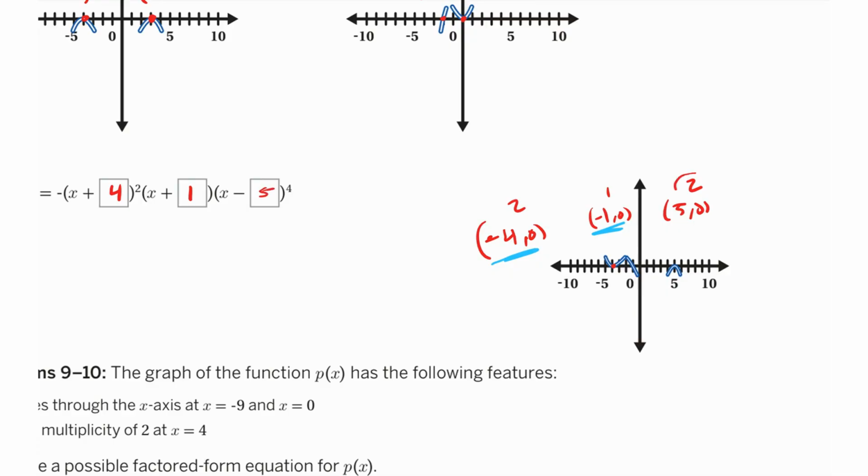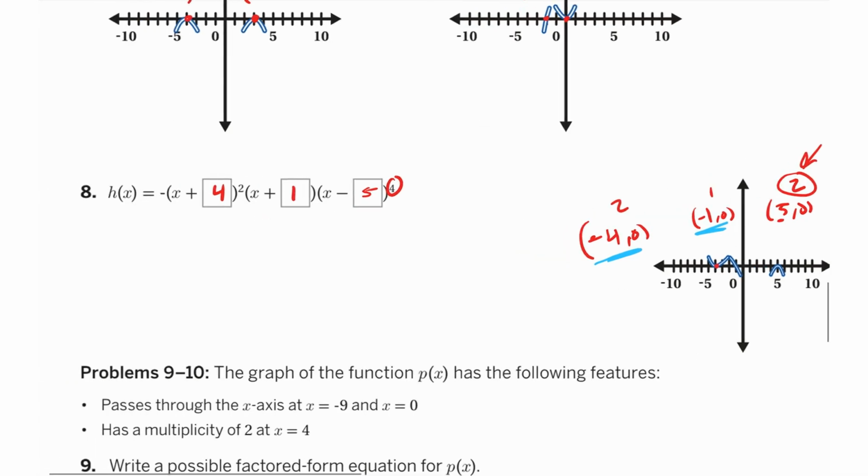And so I originally said that the multiplicity was 2, but remember that as long as it's even, 2, 4, 6, 8, it's all going to have that bounce off look in the graph. So I said 2, but really 4 also works here. So I just need this to be 5 so that it makes that the correct x-intercept.